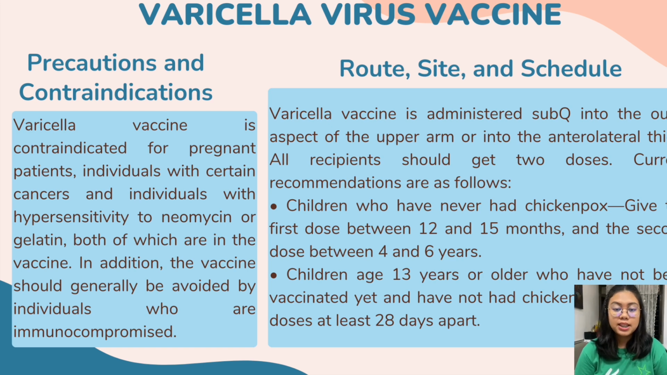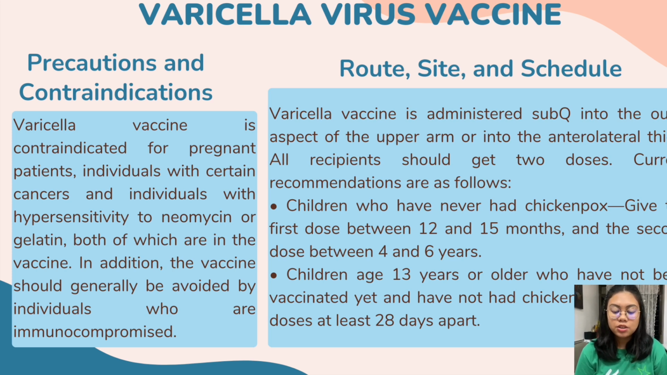For its route, site, and schedule of immunization, it is administered subcutaneous into the outer aspect of the upper arm or into the anterolateral thigh. All recipients should get 2 doses. Current recommendations are as follows. For children who never had chickenpox, give the first dose between 12 to 15 months and the second dose between 4 to 6 years.